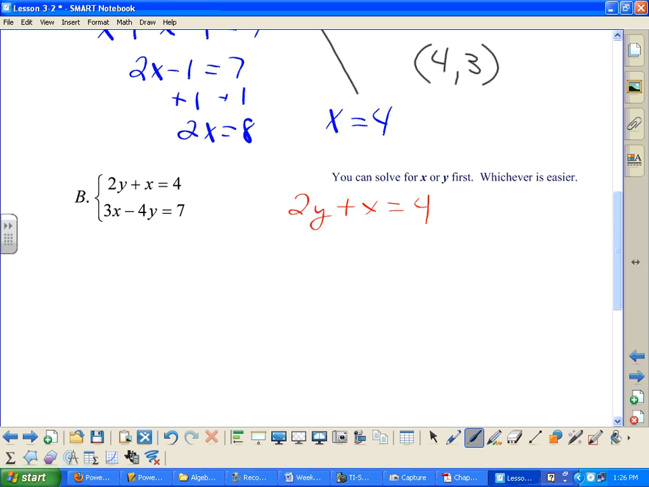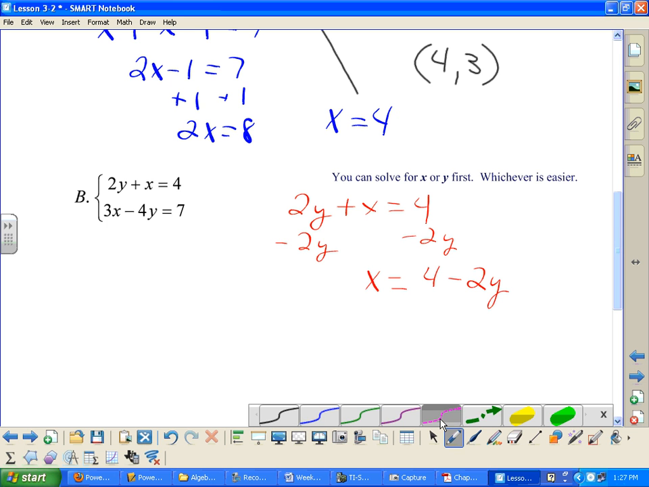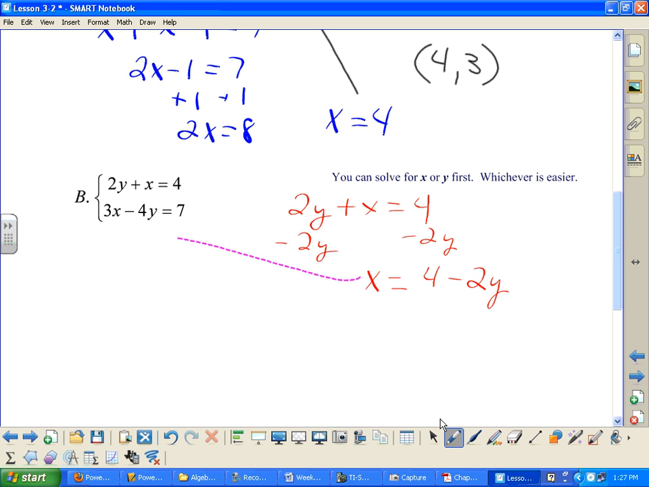So we'll subtract 2y from both sides. So x equals 4 minus 2y. And it does not matter whether you put the y first or the constant first. It's up to you. Okay? You don't have to do a y equals mx plus b type thing. It doesn't matter. So now, since x equals 4 minus 2y, I'm going to replace this x here with 4 minus 2y. And then I have an equation that just has one variable instead of two.